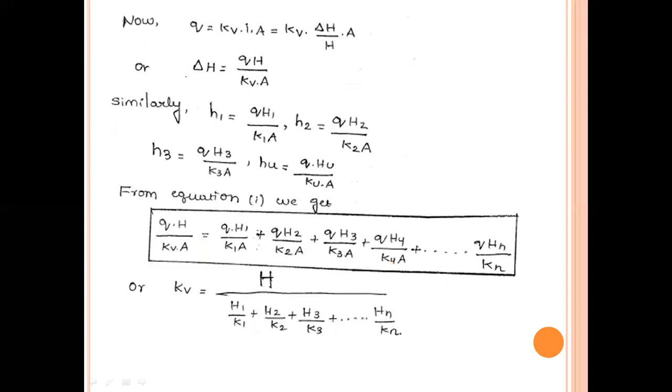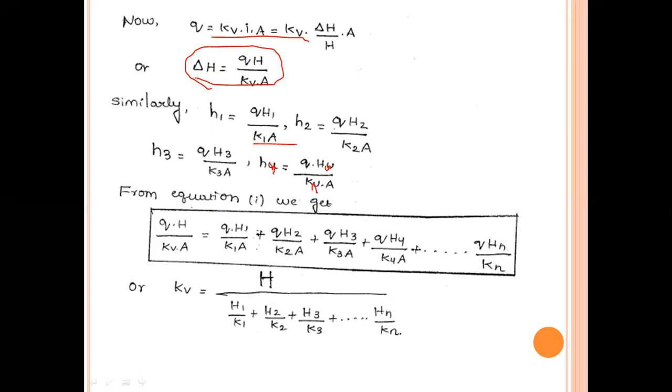Now, the Q value is Kv into delta H by H into A, or delta H equals Q into H divided by Kv into A. Similarly, h1 equals Q into H1 by K1 A. And similarly, h2 equals Q into H2 divided by K2 into A. And h3 equals Q into H3 by K3 A. And hn equals Q into Hn by Kn into A.